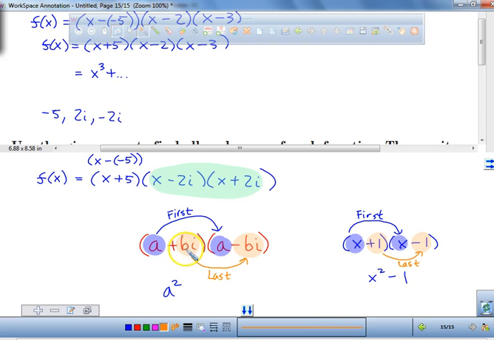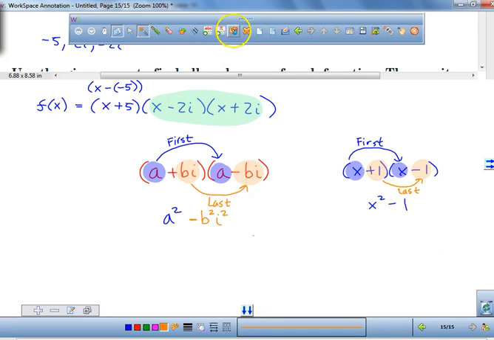Now, just so you know, a bi times a negative bi becomes a negative b squared i squared. Now I know it's been a while since you dealt with i. i squared is -9. Right. So could you guys write this pattern down?